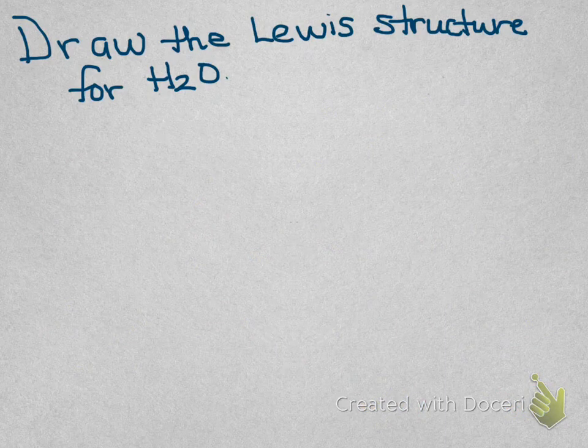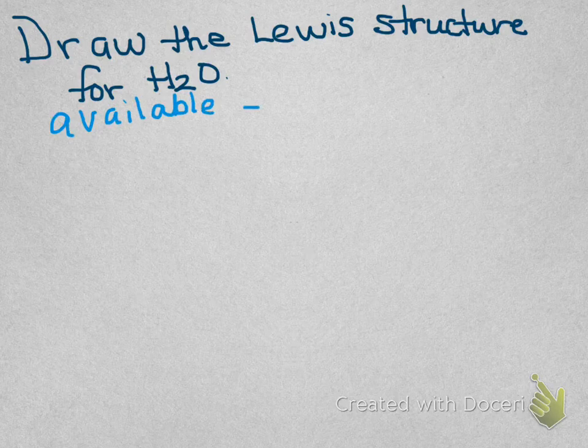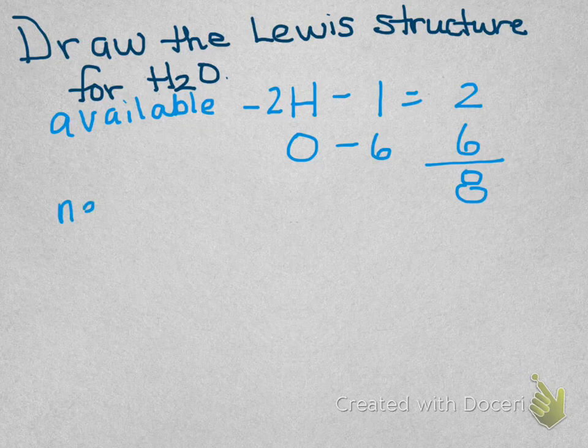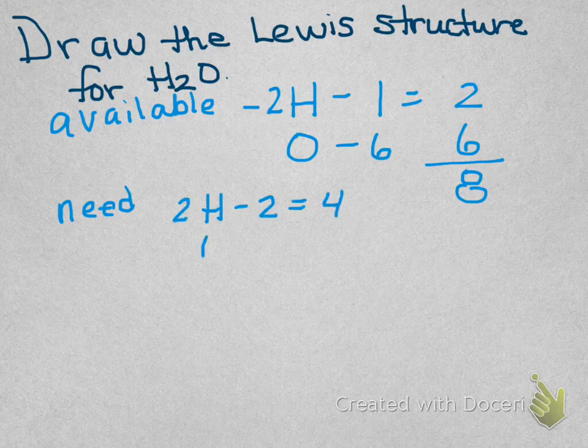Let's try H2O. The first thing we do, we count available electrons. Hydrogen only has 1 electron available. We've got 2 hydrogens, so that's 2. Oxygen has 6 available electrons. That tells us we have 8 electrons available. How many do we need? Now remember, hydrogen is the one exception to the rule. Hydrogen only needs 2 electrons. So we've got 2 times 2 is 4. Oxygen wants a full octet of 8.